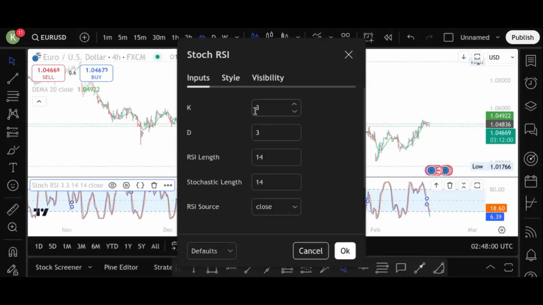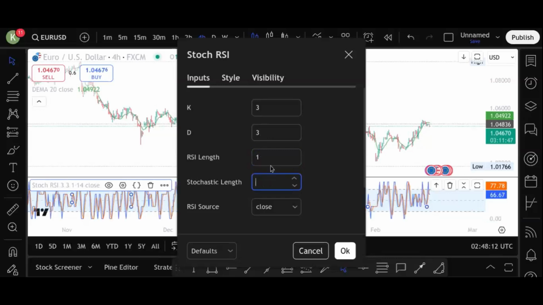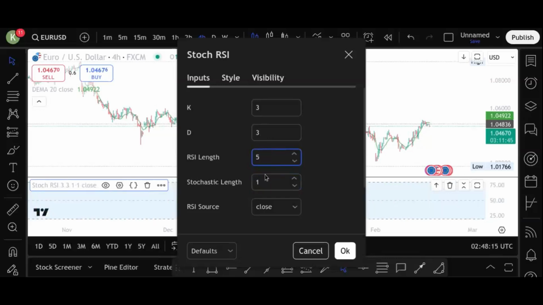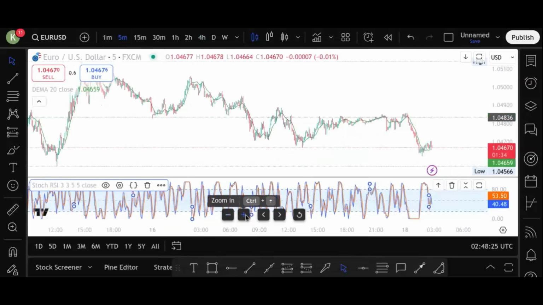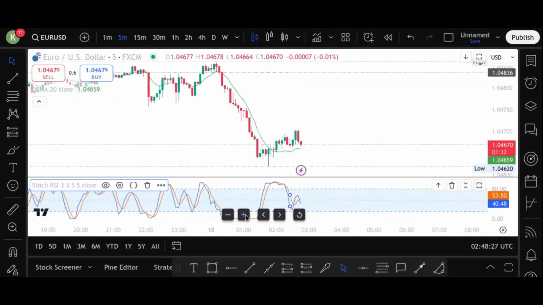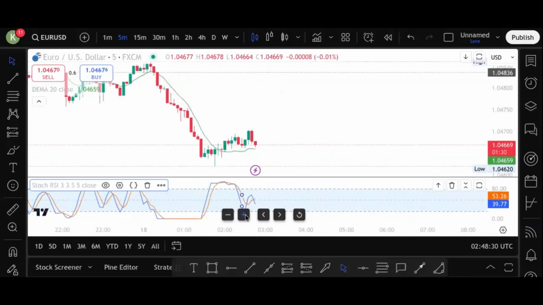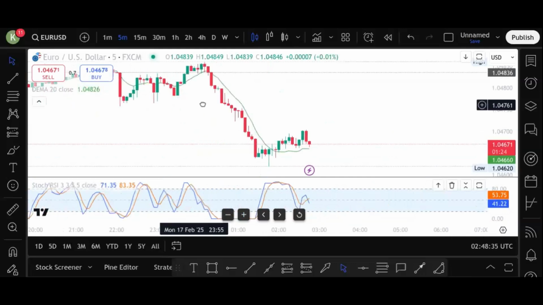I would be utilizing the 3-3 for the same K and D length, but I'd be changing the 14 from the RSI as well as the stochastic length, and I'd be using either 5 or 6. Okay, so we'll go at 5, and these would be your settings. And I'd be down on my 5-minute time frame. I'd zoom in so that you can clearly see, and it tends to give you a lot more precision with this than the default settings.